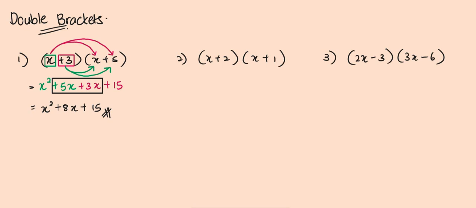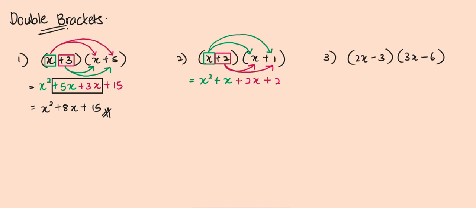Now let's go to the second example. First, I'm going to take this x, the first term here, and I'm going to times it with everything in the other bracket. So x times x, I would get x squared. x times positive 1, I will get positive x, because x times 1 is just x. And then I'll do the same thing for the second term, which is positive 2. So positive 2 times x, I will get positive 2x. Positive 2 times positive 1, I will just get positive 2.